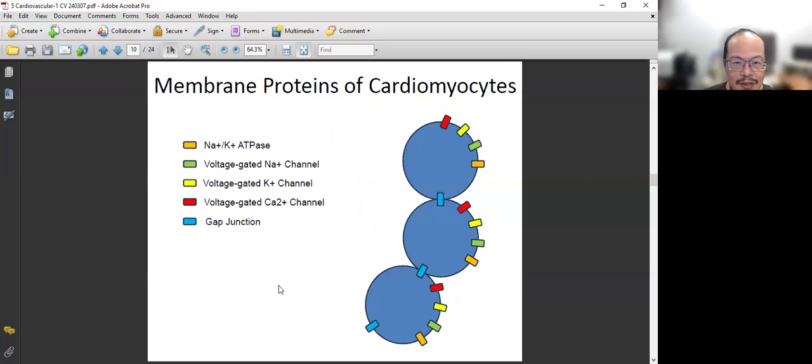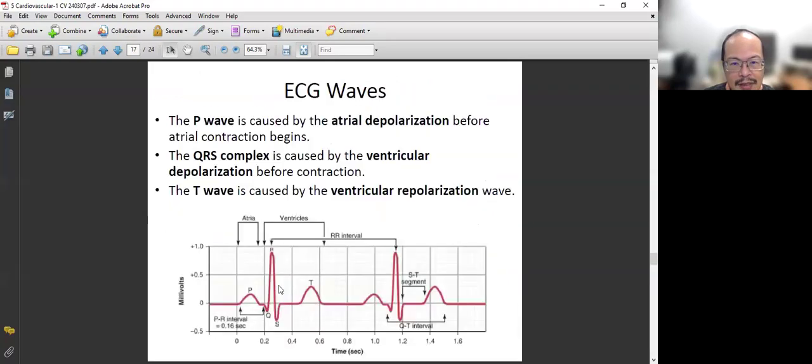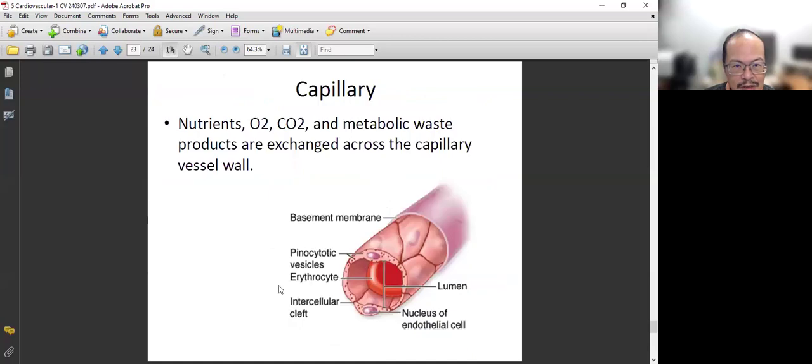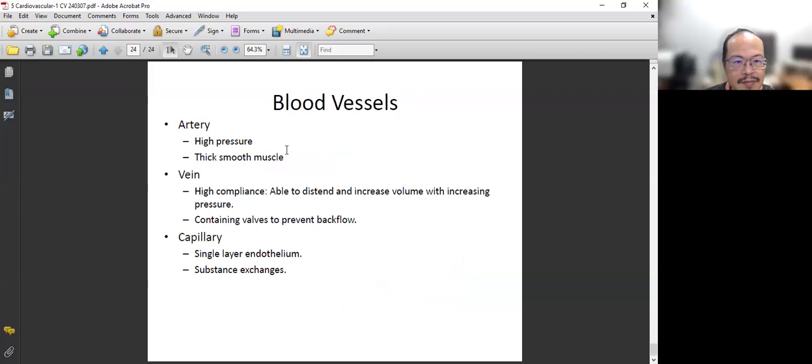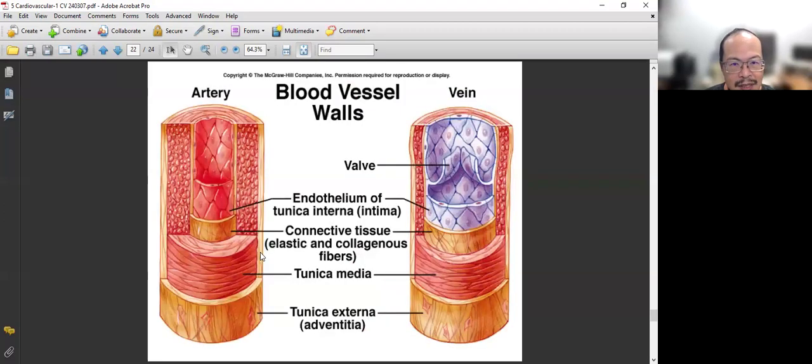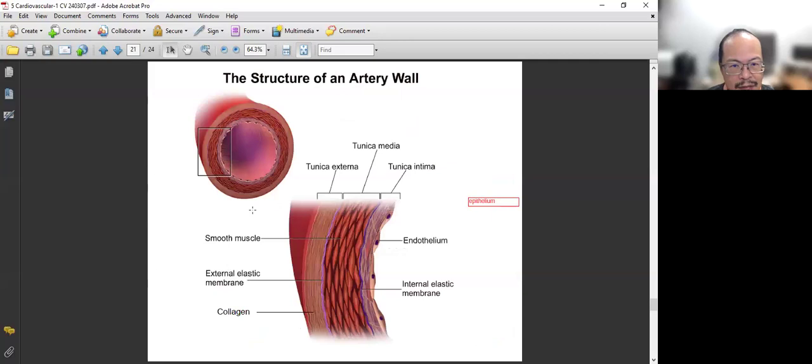So what's the major function of the capillary? It's for substance exchange. Let me see here, do we have the word here? Substance exchange. So that's the major function of the capillary. It has a single layer of endothelium. We say that all vessels have these three layers, intima, media, externa, except the capillary, because the capillary is so thin. We only have the endothelial cell.